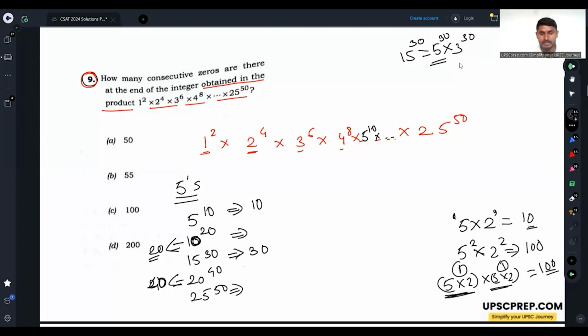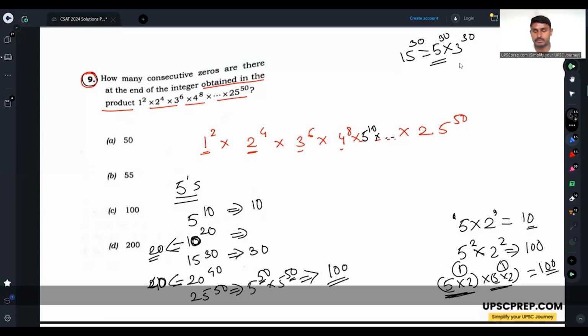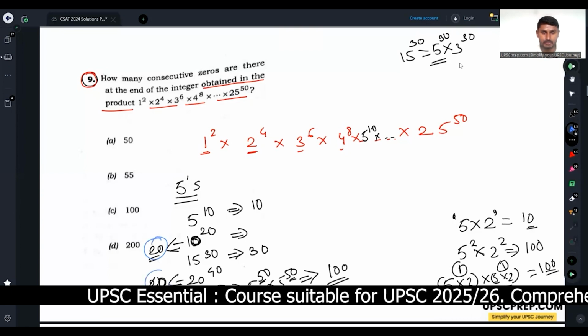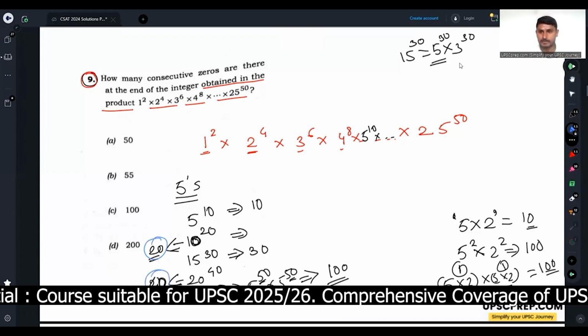Similarly, this 25 can be written as 5 into 5, that is 5 raised to 50 into 5 raised to 50, right? So how many number of fives would you get here, 100 number of fives basically, right? This 50 and this 50, 100 number of fives. Okay, see now, here we have these ready-made zeros available with us, 20 and 40. So 60 should be the minimum, right?